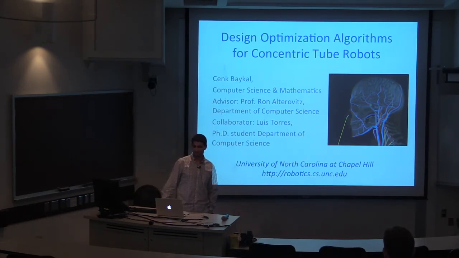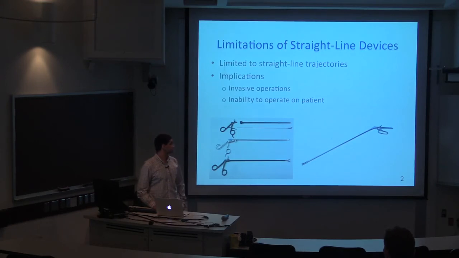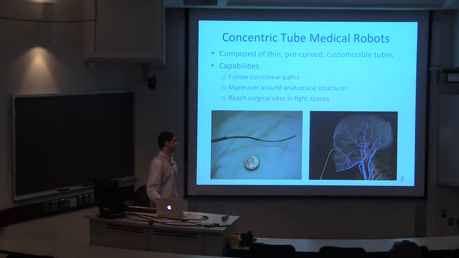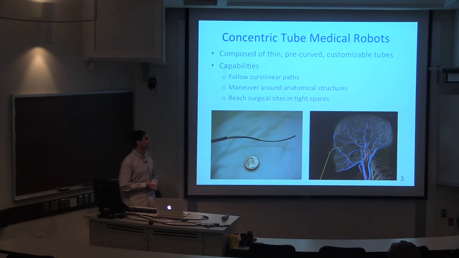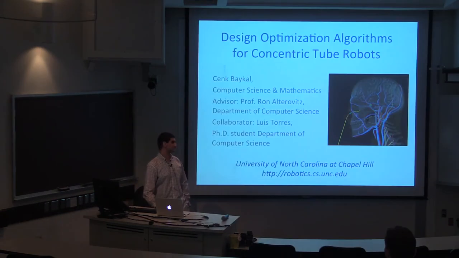Given the current surgical tools, some operations are invalid. So what we really need is some tool that can curve around anatomical structures to reach targets in tight spaces. This is exactly the premise of concentric tube medical robots, as you can see here. These robots are composed of thin, pre-curved and customizable tubes. Here's a depiction of a concentric tube robot in comparison to a penny. My project can actually be seen as a direct extension of Luis's work.